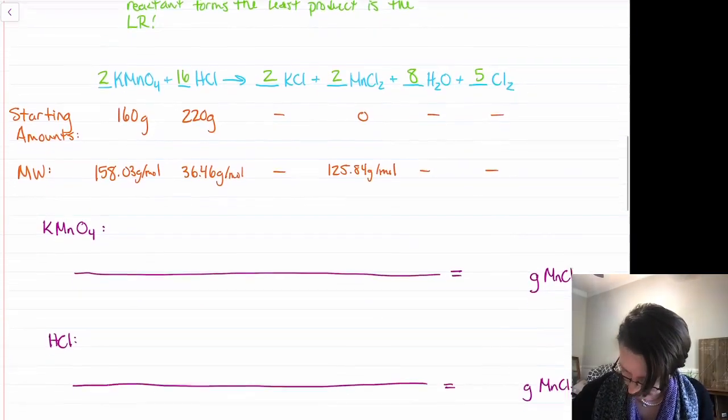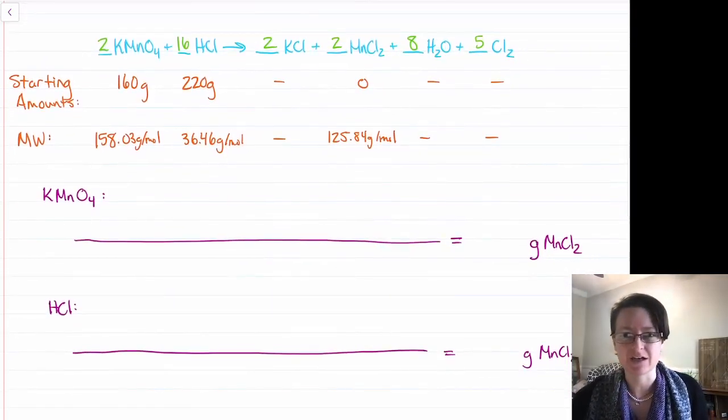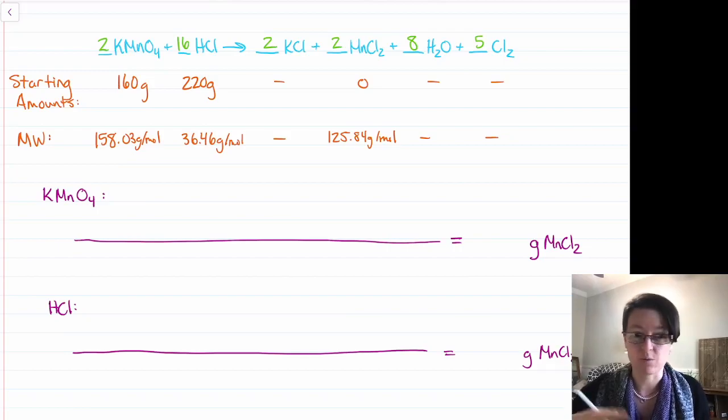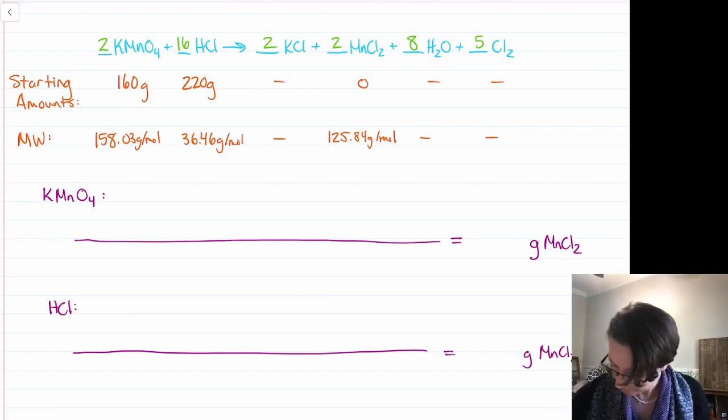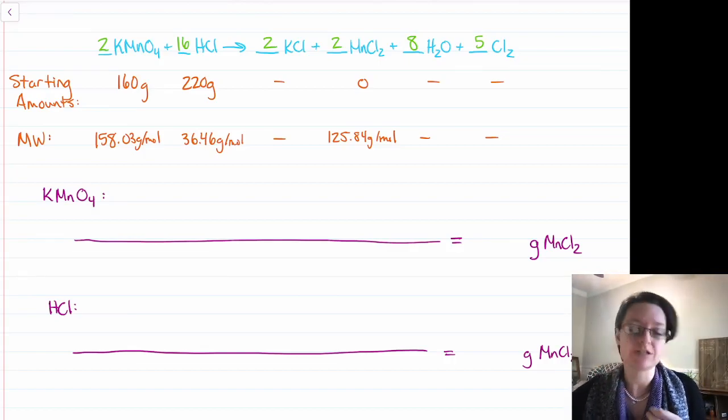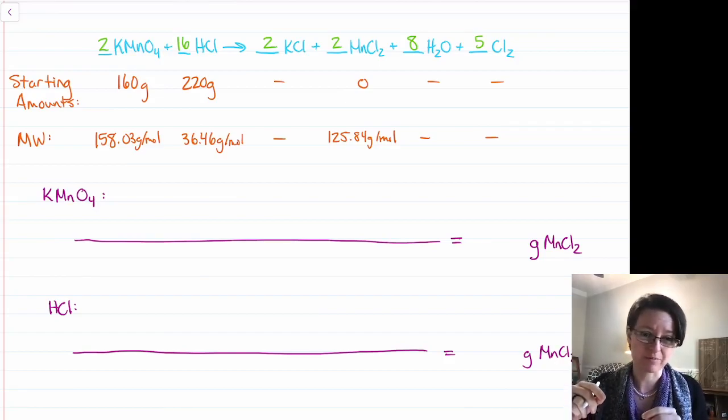To organize my work, I went ahead and put in the starting amounts that were given to us in the problem statement, and I also went through and, for the 2 reactants and the 1 product that we're interested in, wrote down the corresponding molecular weights. So for potassium permanganate, we are going to try and figure out the number of grams of manganese 2 chloride that forms. That means we're going to need to do a grams to moles conversion, followed by a moles to moles conversion, last but not least, followed by a moles to grams conversion.